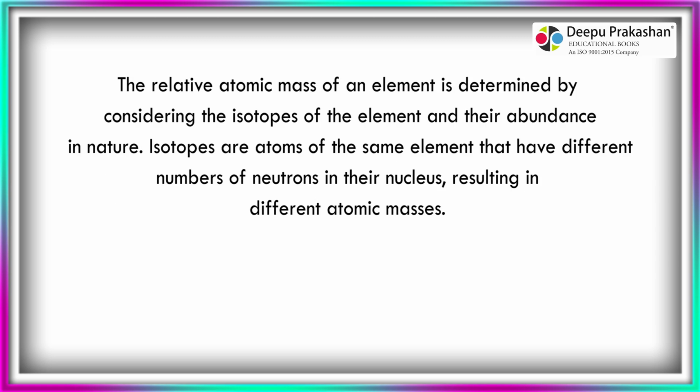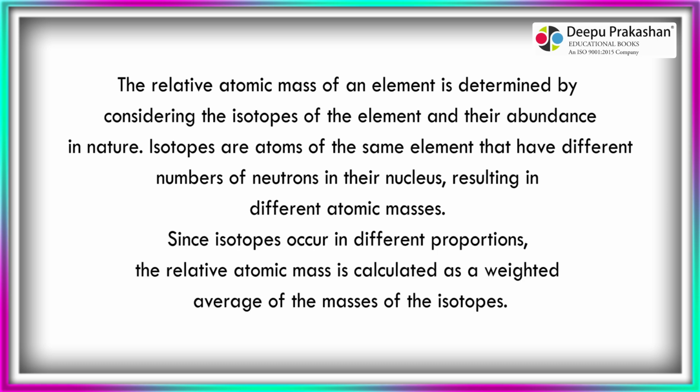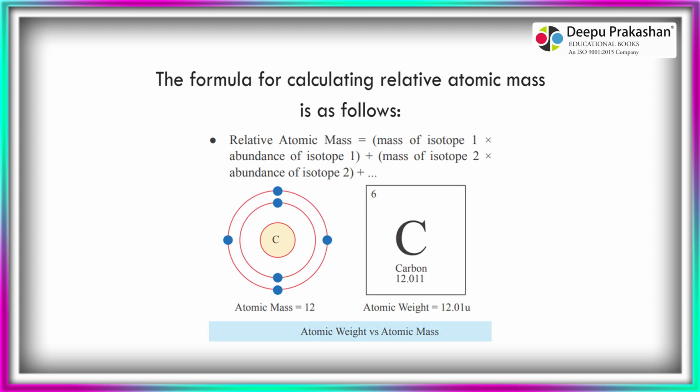The relative atomic mass of an element is determined by considering the isotopes of the element and their abundance in nature. Isotopes are atoms of the same element that have different numbers of neutrons in their nucleus, resulting in different atomic masses. Since isotopes occur in different proportions, the relative atomic mass is calculated as a weighted average of the masses of the isotopes. The formula for calculating relative atomic mass is as follows.